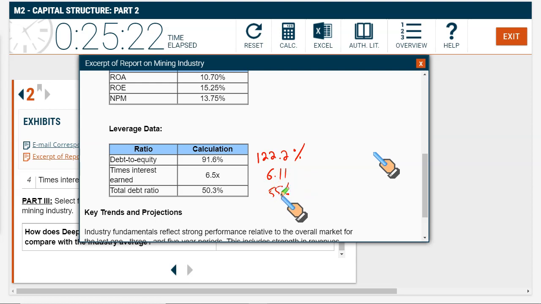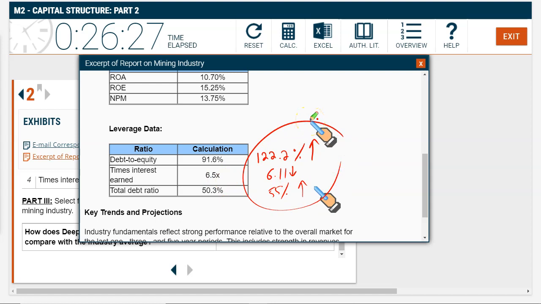So as you can see, these numbers show that our debt to equity ratio is higher than the industry average. Our total debt ratio, again, is higher than the industry average. And even our times interest earned is lower, and lower is bad. So on all these three counts, we are not faring well. So all these three comparisons tell us that the mining company has higher financial leverage.